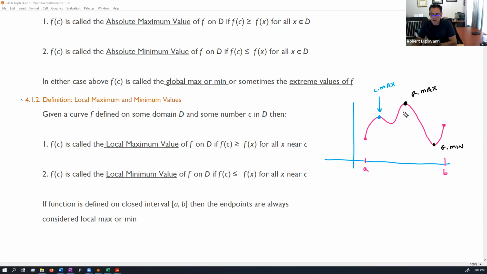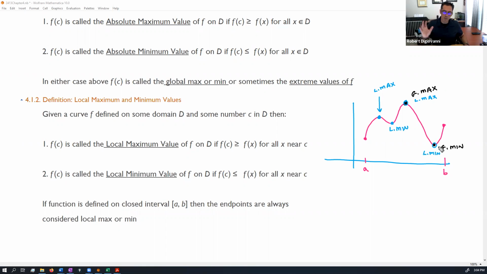You could also make that argument for the global max itself. The global max could be referred to as a local maximum also, because yes, it is the king of all mountains, but it is also the king of that mountain. So that is also a local max. Similarly, we have a local minimum here because it's the lowest point locally. And then the global minimum is also a local minimum.